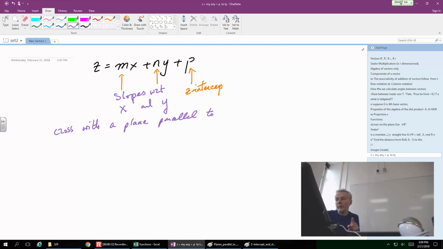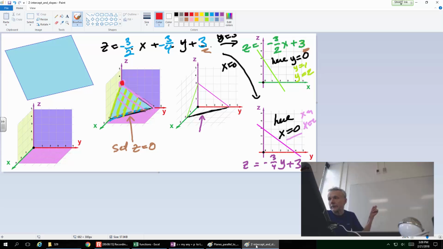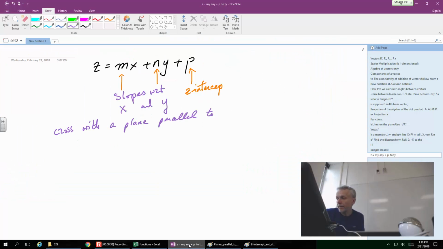To get the slope with respect to x, I cross with, look at it, what kind of plane? I'm crossing with these planes. No, wait a minute. Yes. So the xz plane. Parallel to the xz plane, and respectively the yz plane.